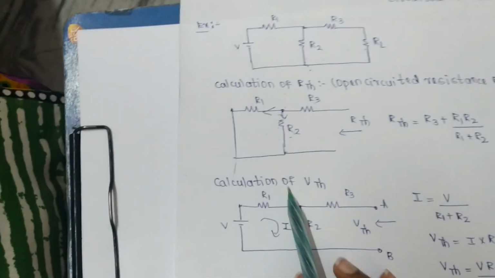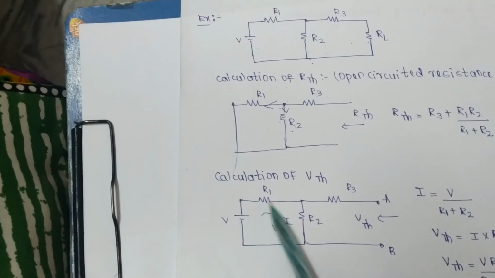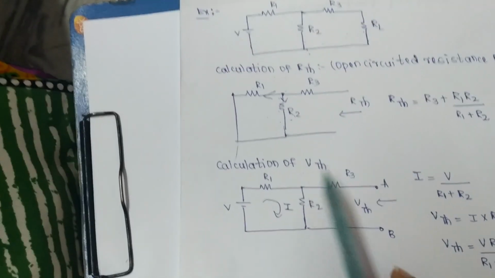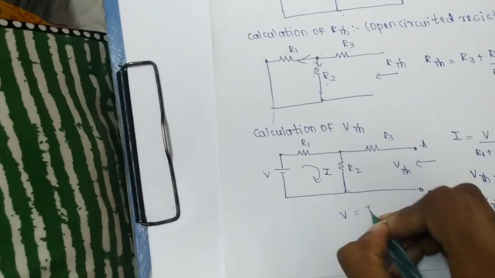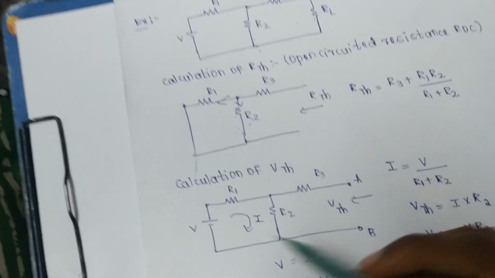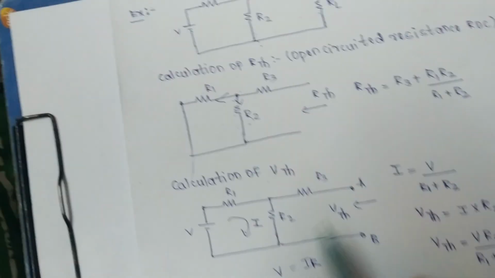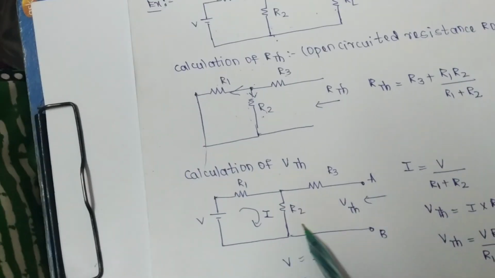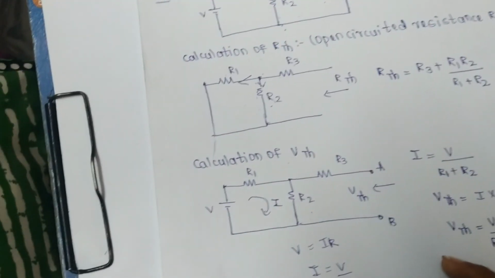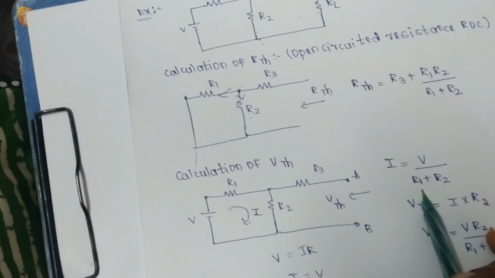Now for this mesh, as we are open circuiting it, there is no flow of current through the load, so for current I am just considering this loop. What is the current? From Ohm's law, V is equal to IR, so I is equal to V by R. Here V is simply the voltage V. When I consider the resistances R1 and R2 in series, we need to add them. That's the reason in place of resistance R, I have written R1 plus R2.